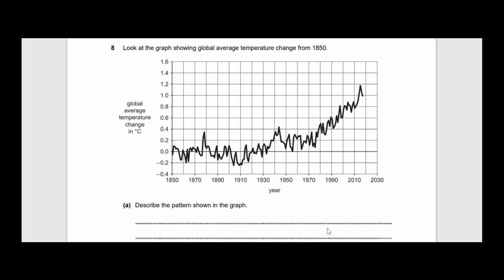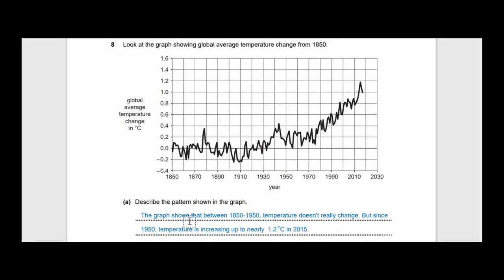Alright, let's open up the answer. Well, the graph shows that between 1850 up to 1950, the temperature doesn't really change, but since 1950, temperature is increasing up to nearly 1.2 in 2015. 2015 is in the middle, this is 2020. That is the peak, which has a global average temperature change of 1.2 degrees.